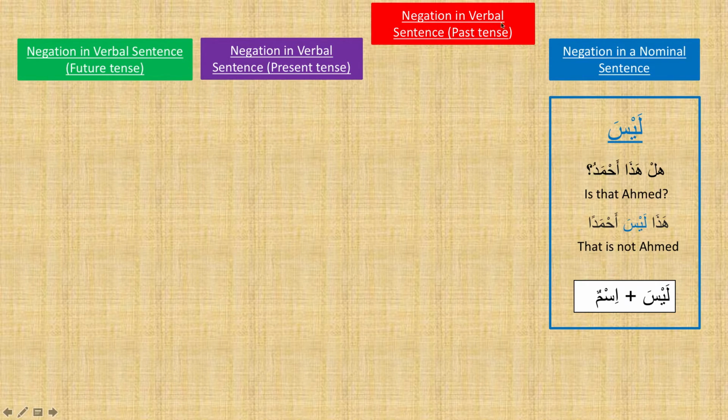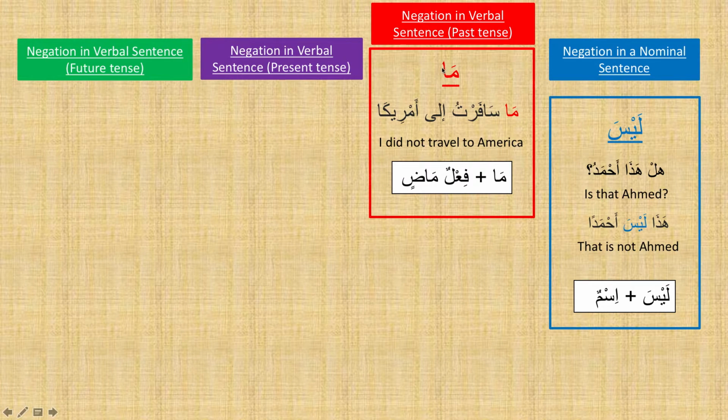So for negation in a verbal sentence, for the past tense, we would use ma. For example, ما سافرت إلى أمريكا. I did not travel to America. So without this negation, the sentence would just read سافرت إلى أمريكا. I traveled to America. But by adding the ma in front of it, it changes the meaning into I did not travel to America. So the particle ma is always followed by a fi'lun madin, a past tense verb.